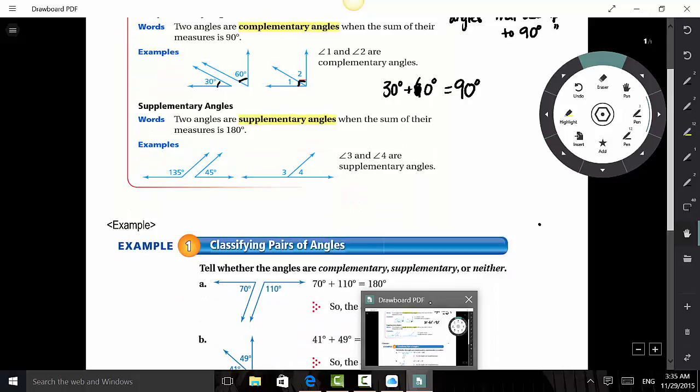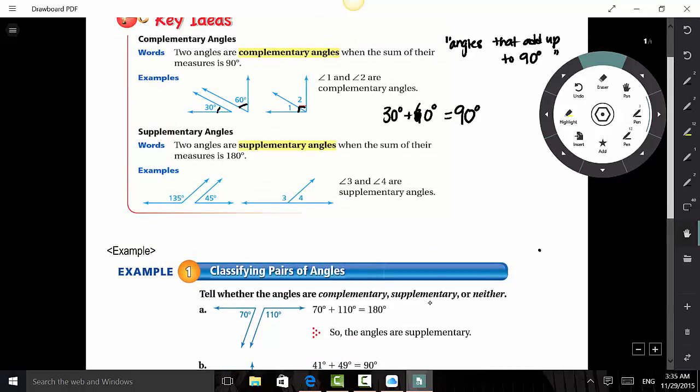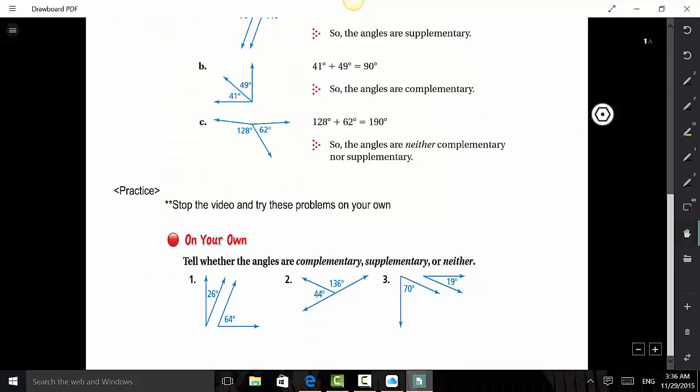Okay, next, supplementary angles. Supplementary angles are the ones that add up to 180 degrees. It's simple. So if you have an angle that's 135 degrees and another one that's 45, 135 plus 45 will give you 180 degrees. So it creates a straight line. And next we're going to go on to a practice problem and example together.